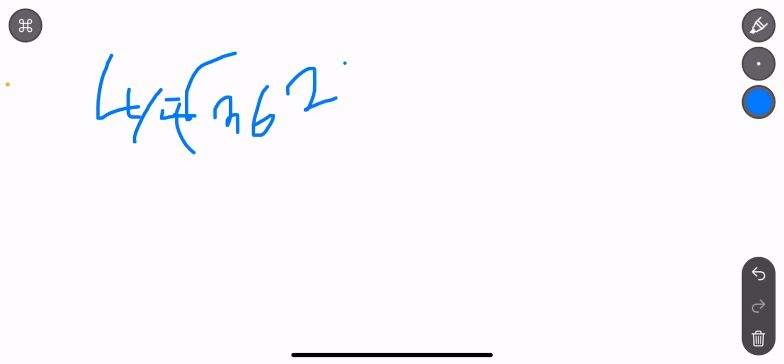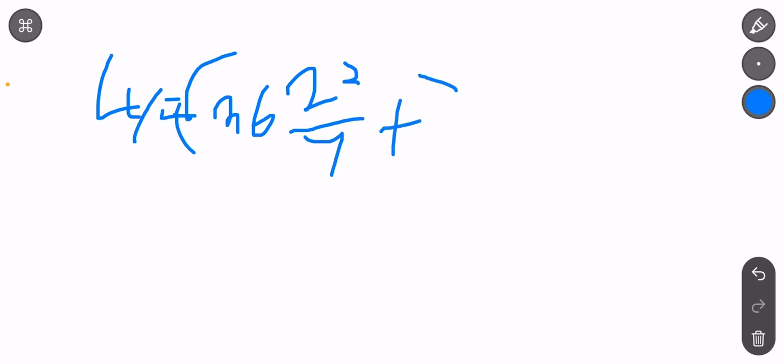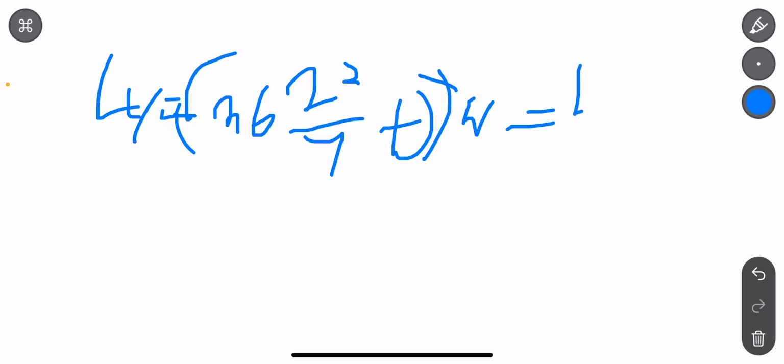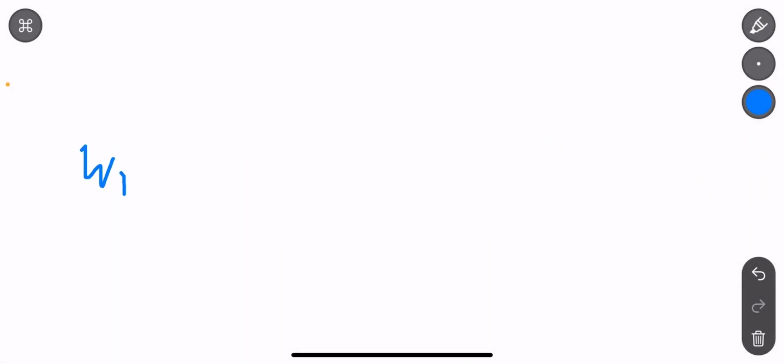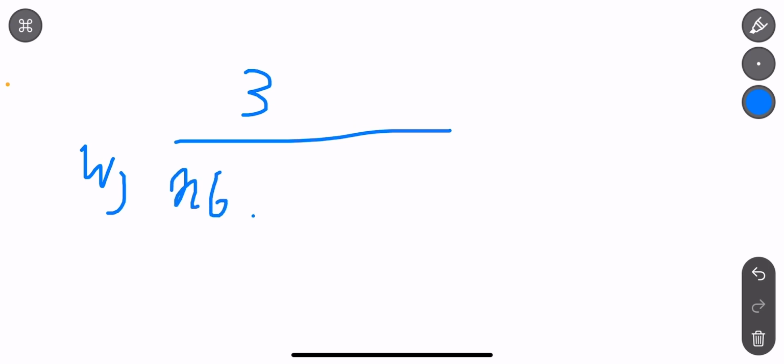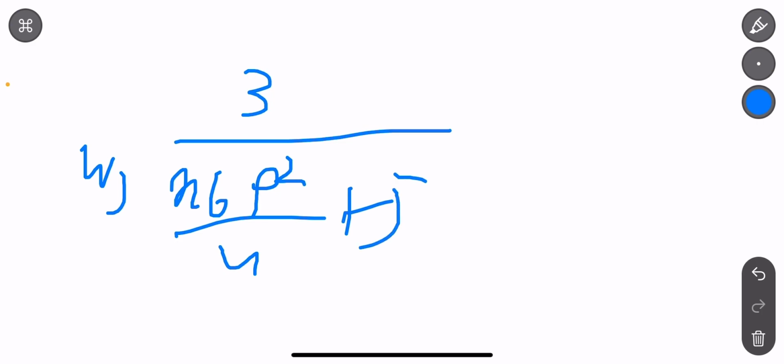It's I equals m_b r squared over 4 plus J, and we know that L_i is equal to 3. Since we know that L_i is equal to 3, we can do this equation now, which is going to be 3 over m_b r squared over 4 plus J. Now we just have to plug in the numbers. So the numbers will be these numbers here.